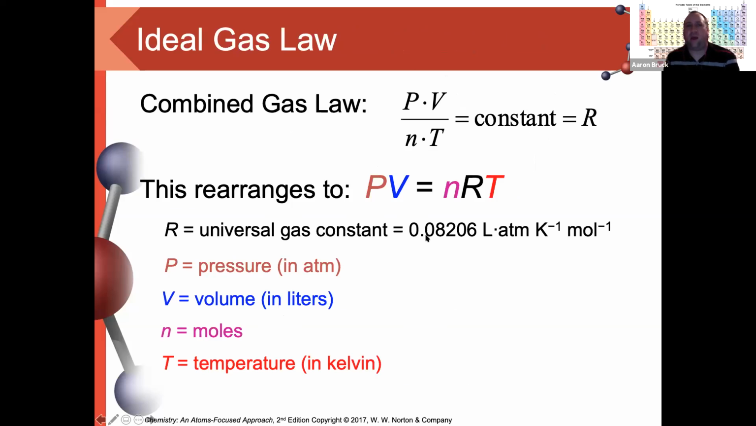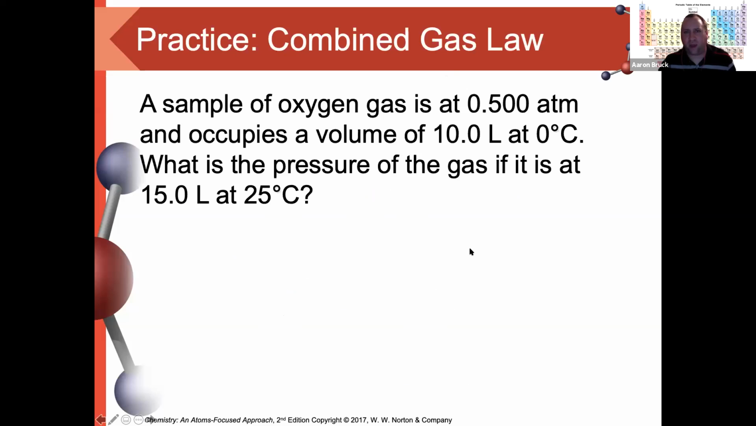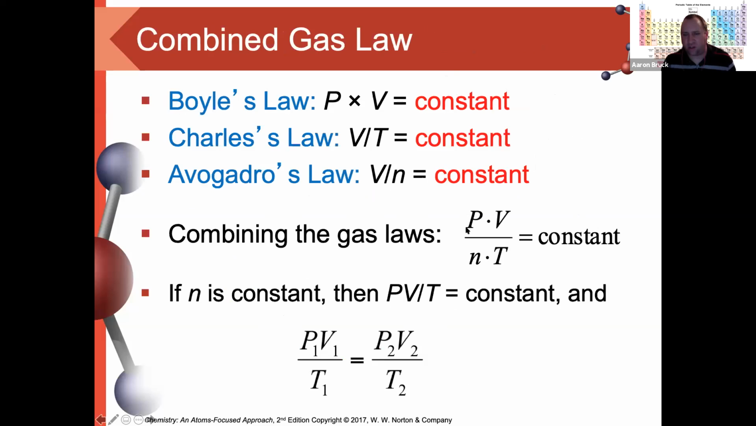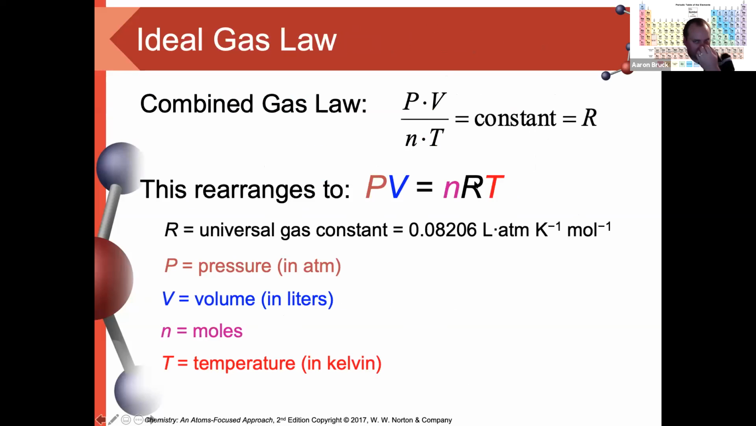Okay. Now, the other direction that we can go, so if you go back to our combined gas law, we had this equation, PV over NT is equal to a constant. Well, if we take that idea and we actually apply a value to that constant, what we have is something called the ideal gas law. Now, the ideal gas law uses a universal gas constant, 0.08206 liter atmospheres per mole Kelvin.